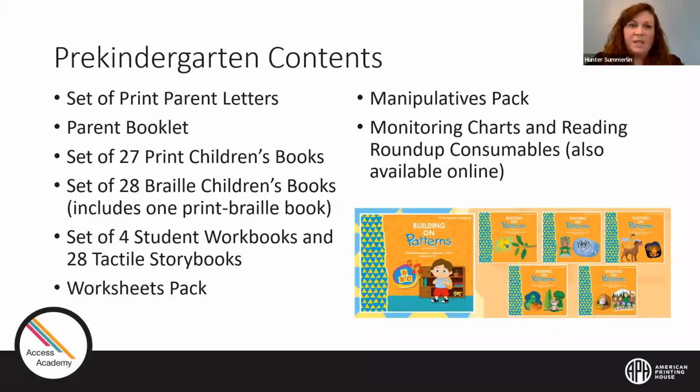So one of the great things about BOP is that it includes so many different resources when you purchase it. There are sets of print parent letters, parent booklets. There are a set of 27 print children's books, a set of 28 Braille children's books, including 1 print Braille book. There are also 4 student workbooks and 28 tactile storybooks. There is a worksheets pack. There is a manipulatives pack. And there are monitoring charts and reading roundup consumables, which are also available online.